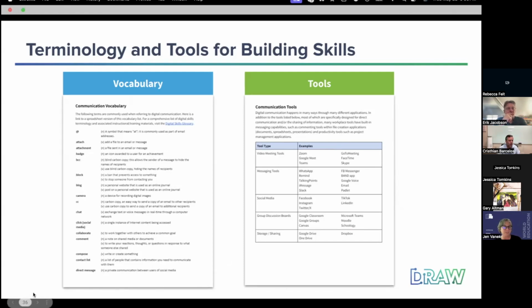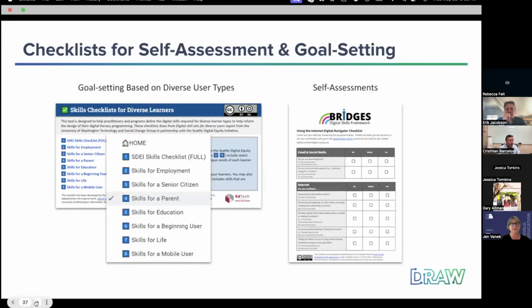The other thing in this Bridges framework is an opportunity for a self assessment. So we have just these checklists of the domains and the competencies. But then we also have more fully developed, and this predates the transition to calling it Bridges, an actual whole workbook. It's a Google Sheets workbook that recontextualizes these competencies for employment, for senior citizens, for being a parent, for learning, for beginning computer users, just life in general, and then also on mobile devices.